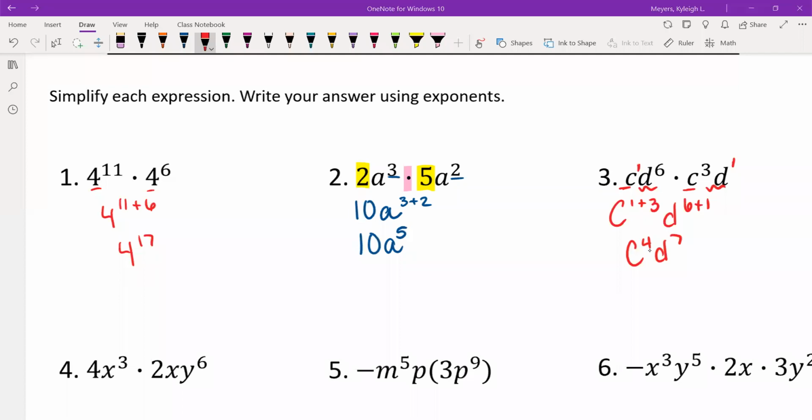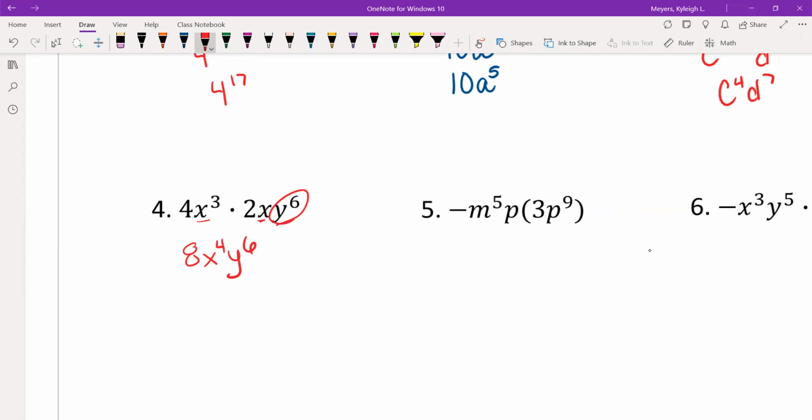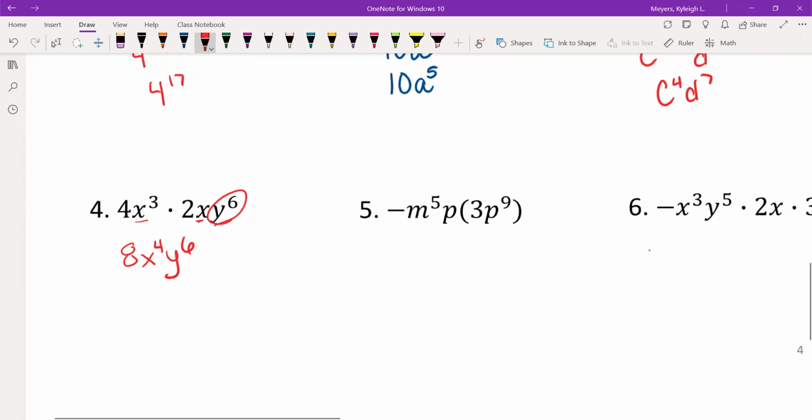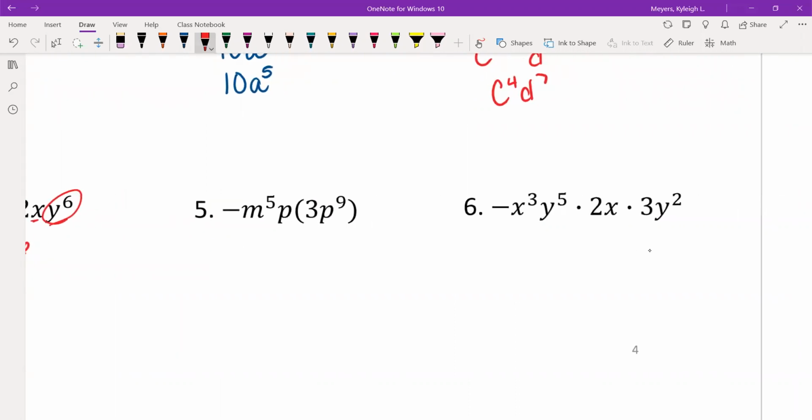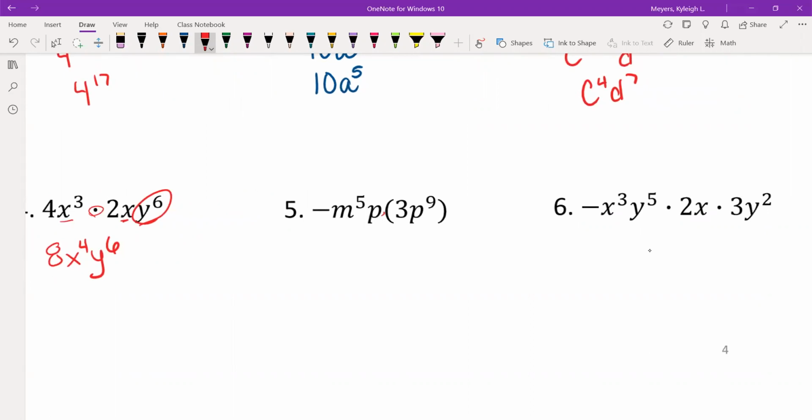Hopefully when you tried C on your own, you got 1 plus 3, which was C to the 4th, and D is 6 plus 1, which is 7. And then 4 was kind of tricky because there's 2 x's, but only 1 y. So it should have been 8 x to the 4th, y to the 6th, right? Okay. And we know to multiply because it had that little dot here. But 5 doesn't have the dot, but you still multiply.